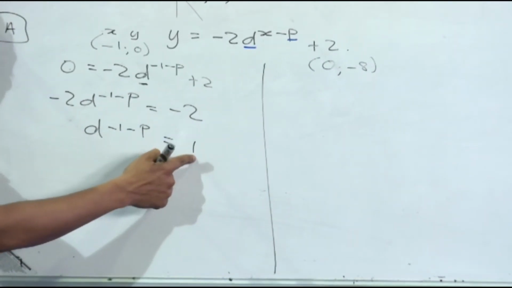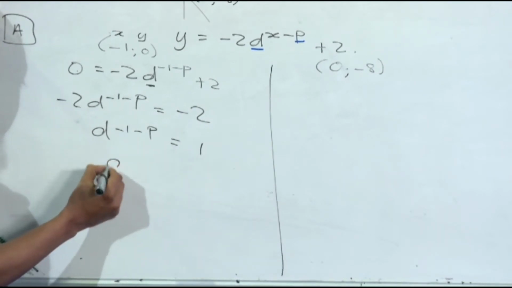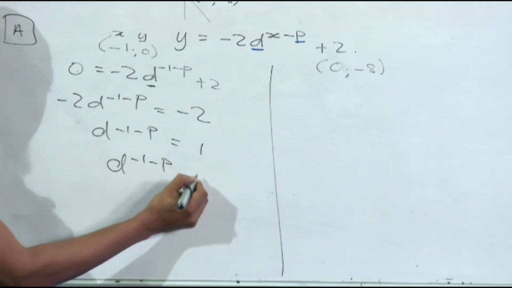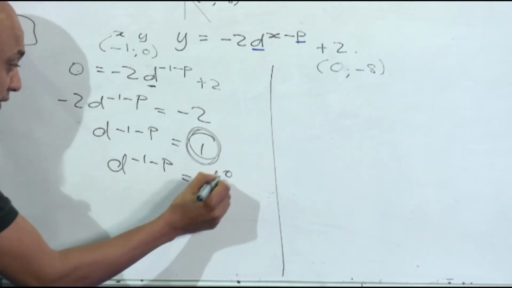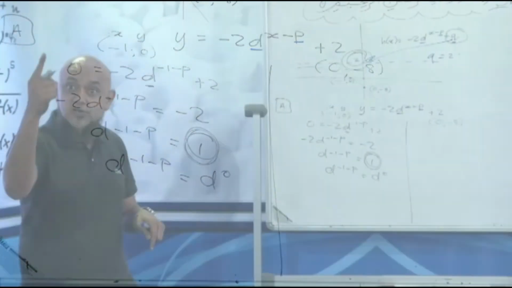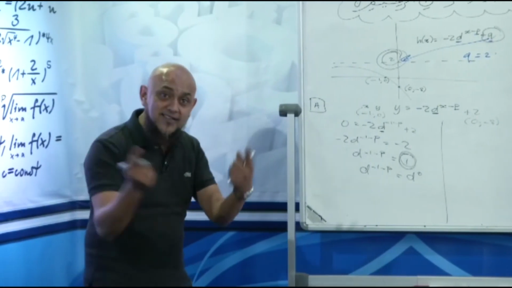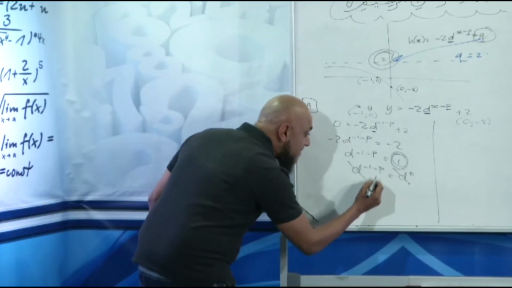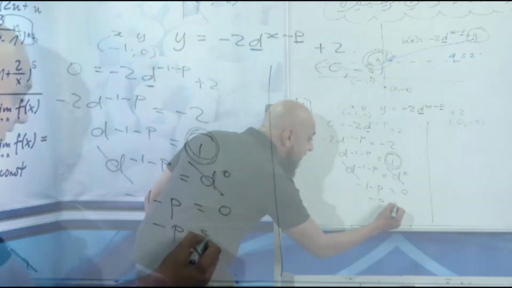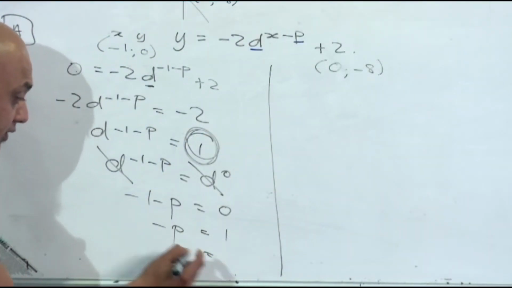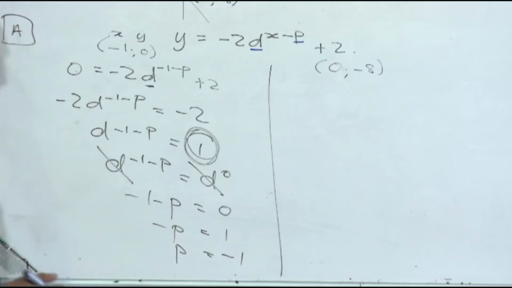What do we know? 1. We want to make the bases the same. So d^(-1 - p) is equal to the number 1, which to base d is d^0, because we know any base to the power 0 is 1. Now that my bases are the same, I cancel the bases and I'm left with -1 - p = 0, so -p = 1. Divide by -1, p is equal to -1. So there I go, I've got my -1.